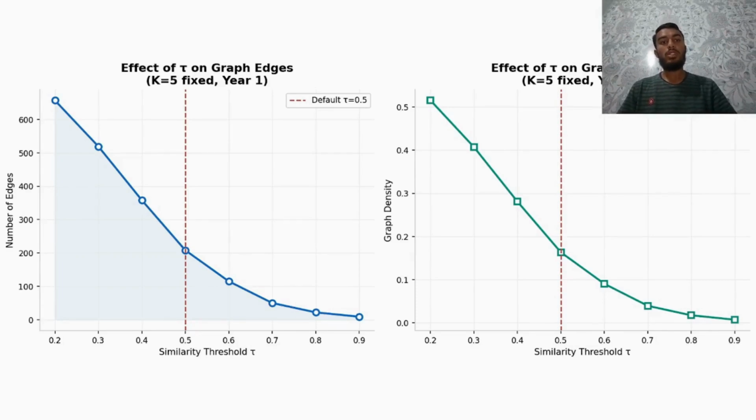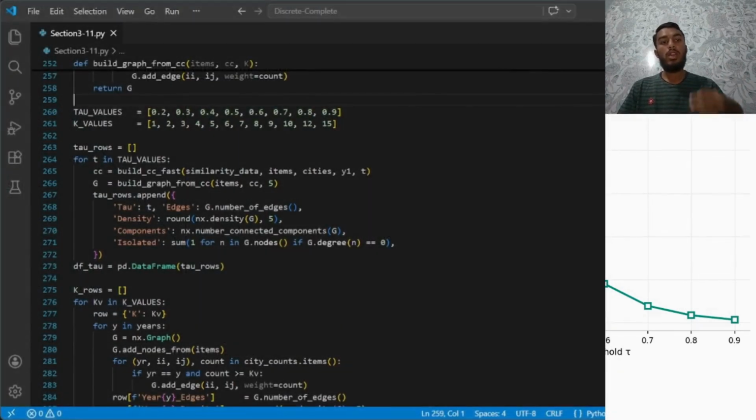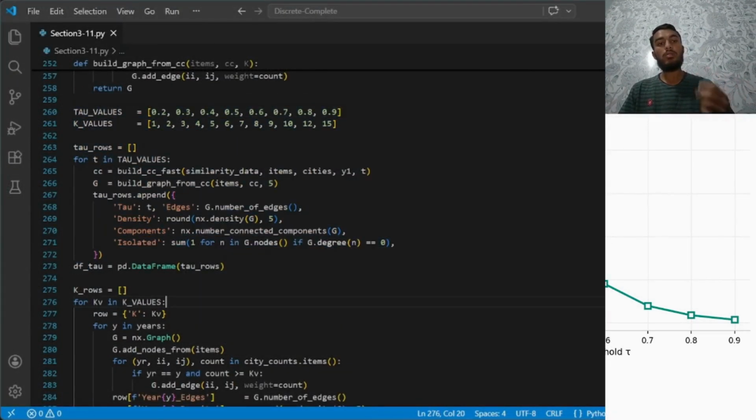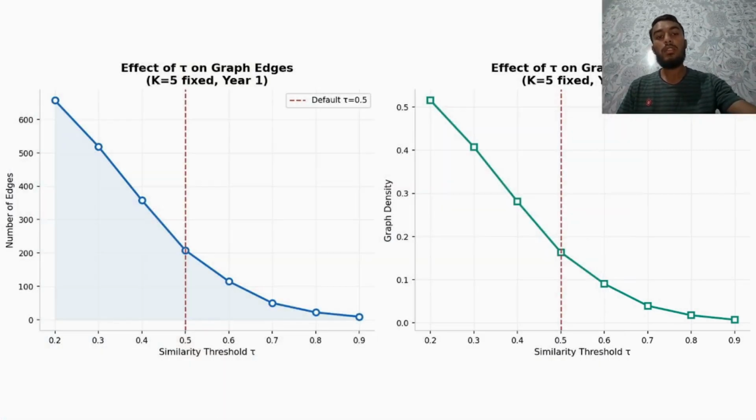Now the most important tuning parameter in our entire pipeline is tau, the cosine similarity threshold. An edge only counts toward N_ij if the two items have a cosine similarity of at least tau in that city. Look at the left graph on the screen. On the x-axis, we have tau values from 0.2 to 0.9. On the y-axis, the number of edges. As tau increases, edges collapse dramatically.